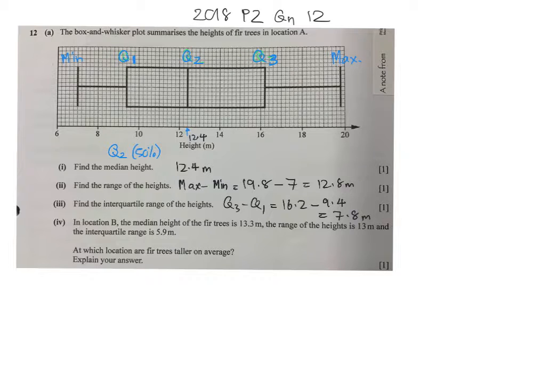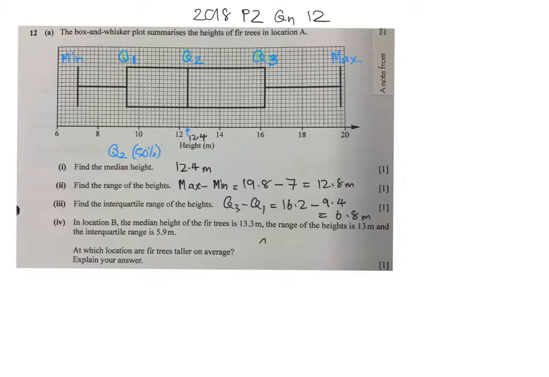Okay, sorry, 6.8. Okay, so in location B, the median height is 13.3 and the range of height is 13 and the interquartile range is 5.9. Now, look at how they're asking you.